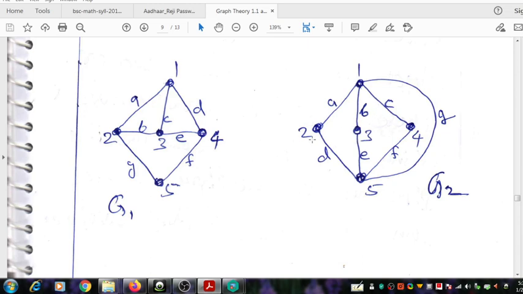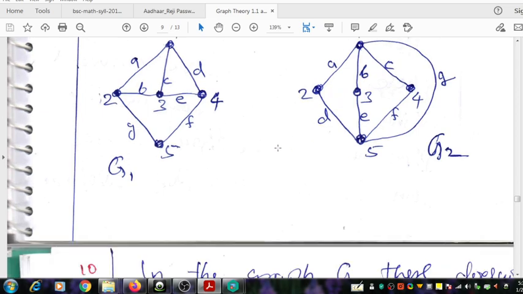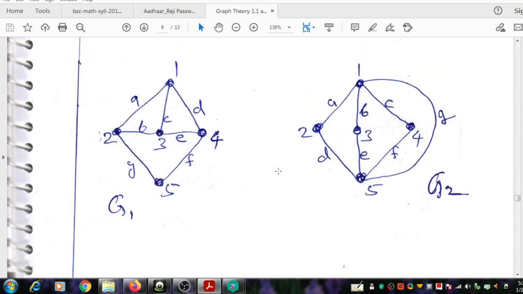The number of vertices is the same, but what about the number of edges? 1, 2, 3, 4, 5, 6, and 7 edges. 1, 2, 3, 4, 3 plus 3, 6 plus 1, 7 edges are there. Here also 1, 2, 3, 4, 5, 6, 7. Both graphs contain an equal number of edges, 7 edges. But these are the similarities.